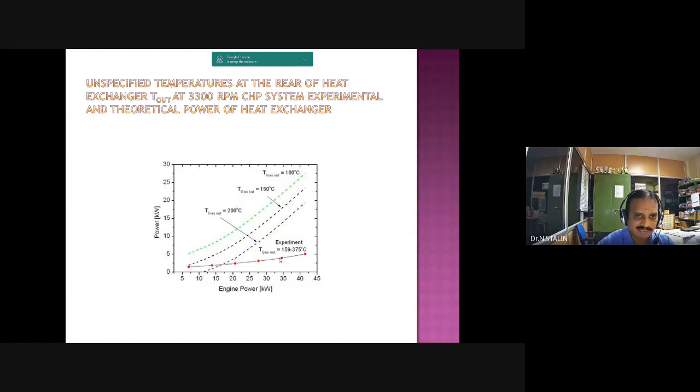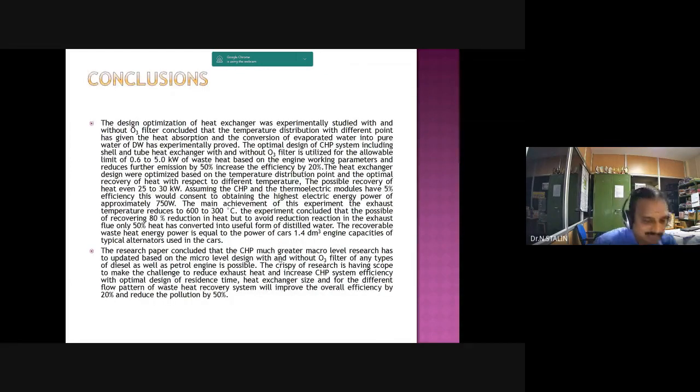So if I reduce further, what happens? There will be a reduction reaction, and carbon dioxide is converted to carbon monoxide. Emitting carbon monoxide instead of carbon dioxide is very dangerous. That is why I restricted the heat recovery to only up to 150 degrees centigrade.